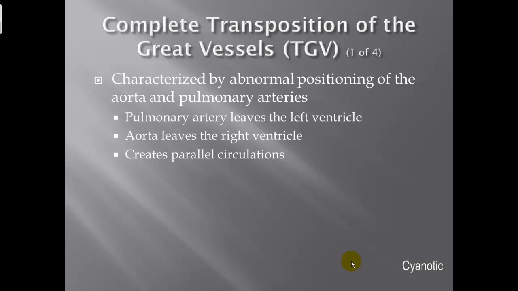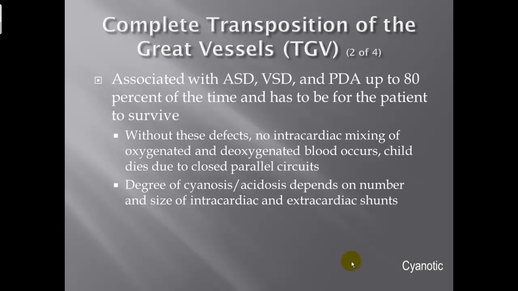Complete transposition of the great vessels, characterized by abnormal positioning of the aorta and pulmonary arteries. Pulmonary artery leaves the left ventricle. The aorta leaves the right ventricle and creates parallel circulations. Associated with atrial septal defect, ventricular septal defect, and patent ductus arteriosus up to 80% of the time, and has to be for the patient to survive.